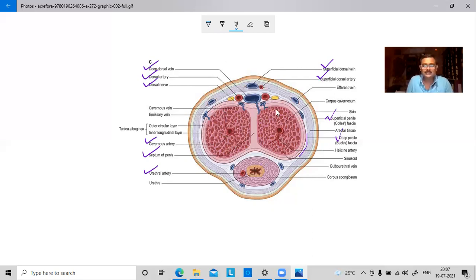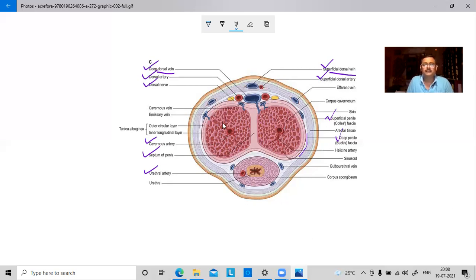Now, the venous drainage of the penis is by two veins. One is the superficial dorsal vein, this one, which drains the skin and the prepuce. Another one is the deep dorsal vein, this one. The deep dorsal vein drains the glans and also the body and root of the penis. The superficial dorsal vein drains into the great saphenous vein, maybe right or left, but the deep dorsal vein drains into the prostatic venous plexus.